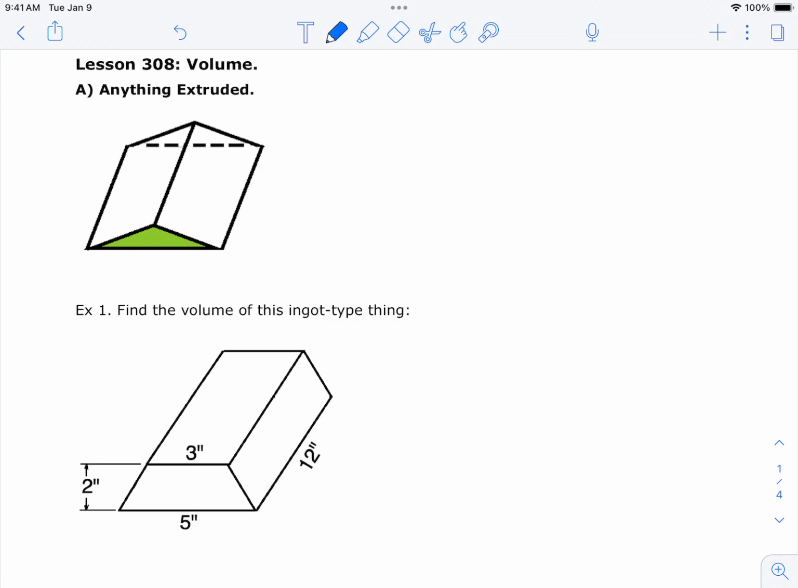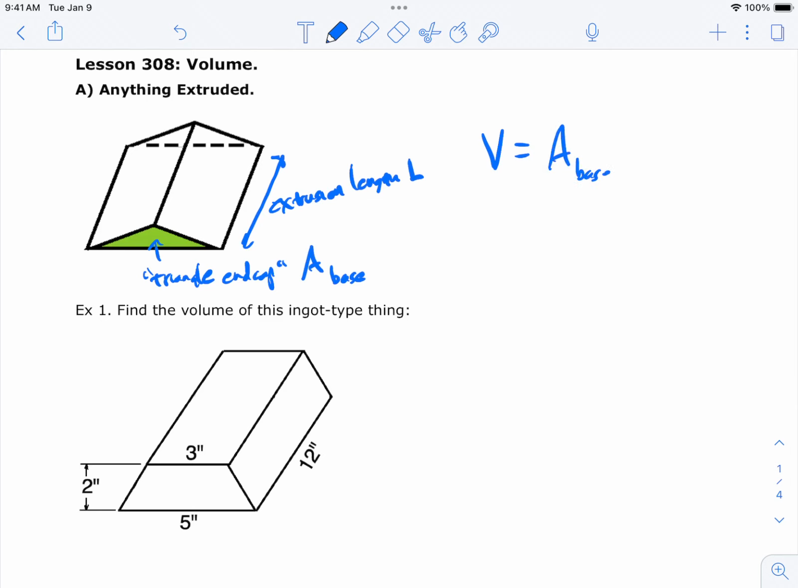that, like see this shape here, it's got a triangle. It looks like a, well, short triangle, but we have a triangle end cap, or whatever you want to call it, and then it's got an extrusion length, and I guess I'll just call that capital L. This will be called the area of the base. Think of that as the base. Well, the volume is basically you take the area of the base and you multiply it by the extrusion length. That's all you do.